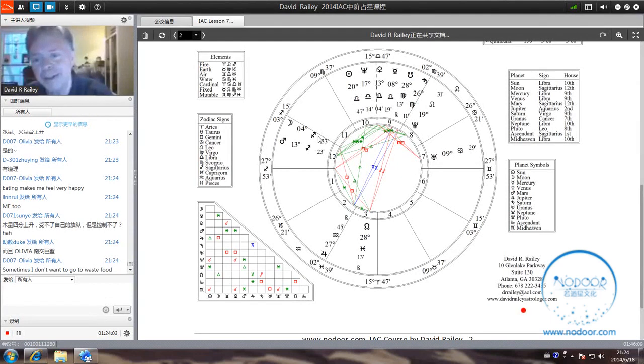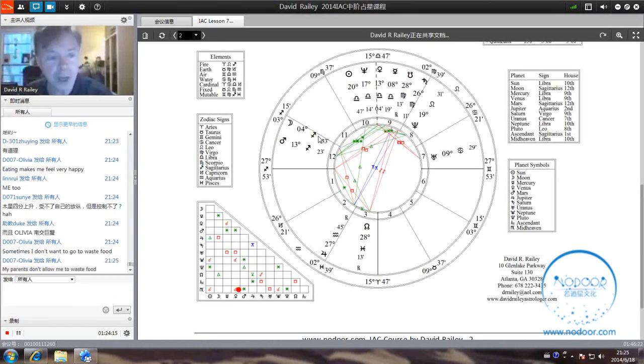And proof that Olivia has self-noting cancer. Okay. All right. That's another factor. See, parents don't want you to waste food. So you developed a pattern. See, you developed a Moon Jupiter pattern. The philosophy was, Jupiter and Virgo philosophy was wasting food. Don't want to waste food.